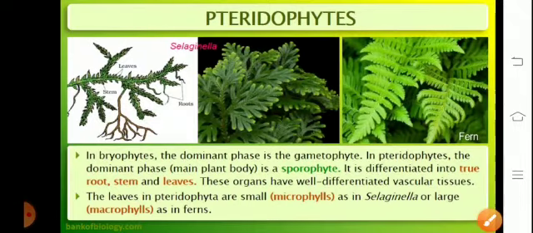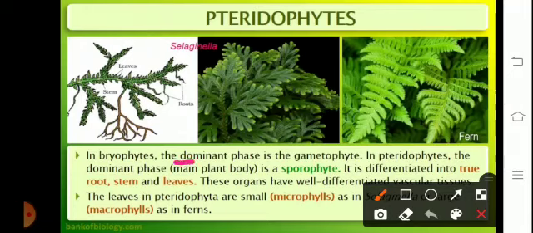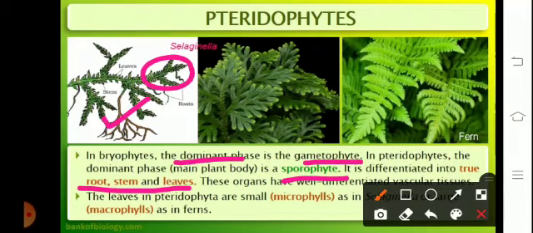Talking about the pteridophytes, in bryophytes the dominant phase was gametophyte. But in case of pteridophytes, it is the sporophyte, which is differentiated into root, stem and leaves. They have well differentiated vascular tissues. In pteridophytes like Selaginella, the leaves are very small, called microphylls. In certain pteridophytes like ferns, the leaves are large, called macrophylls.